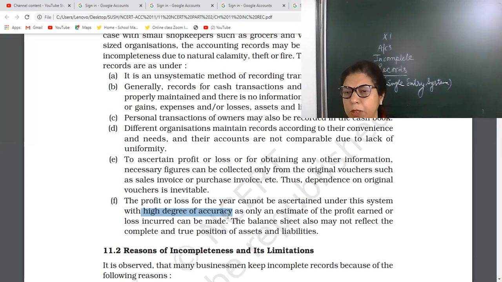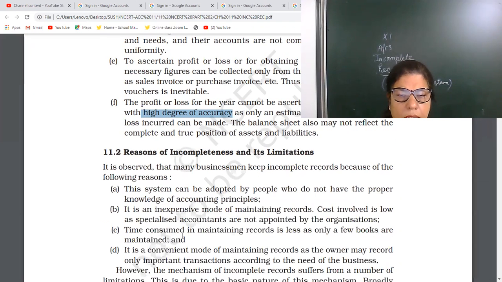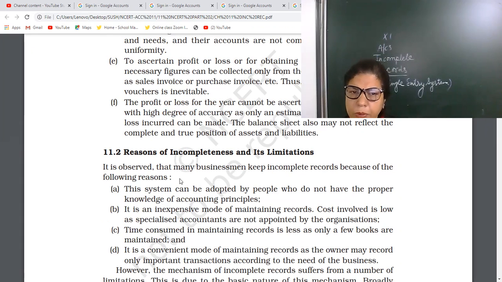That is not possible, because they are not maintaining the whole accounts on the basis of double entry system. Their accounts are incomplete. Okay, so next, reasons of incompleteness and its limitations. As from the beginning of this topic, I am telling you they are maintaining incomplete records. So we cannot say all accounts are accurate and authentic. There may be possibility of inaccuracy.